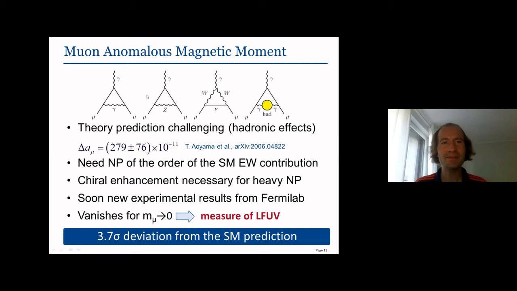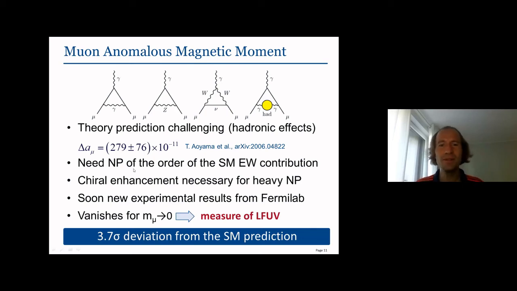Okay. The next observable is the anomalous magnetic moment of the muon. Here in the standard model, this deviation from 2 is generated by diagrams like this. The theory prediction is challenging, mostly because of these hadronic effects. Here, people have calculated 5 loop diagrams. Of course, this is also really difficult to do, but this has been done. And so electroweak effects are really under control. What is causing some problems is everything related to hadronic effects, like here, this diagram showing hadronic vacuum polarization. However, recently a theory consensus was reached, and the theory consensus gives you exactly a 3.7 sigma deviation from the standard model prediction.